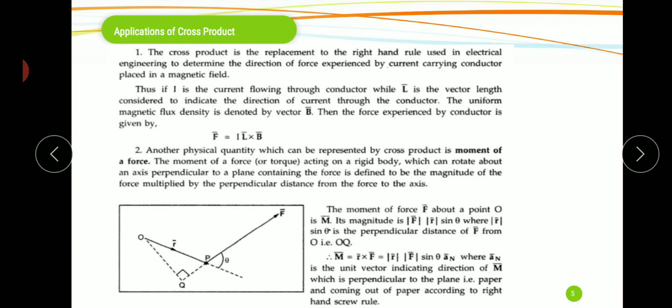So the same formula here we apply that. In place of A there is R bar, in place of B there is F bar. So R bar cross F bar is equal to mod of R bar mod of F bar sin theta A bar n. Here A bar n is the unit vector which indicates the direction of the moment. That means it is the direction into the paper, perpendicular to the plane of the paper, and coming out from the paper according to the right hand screw rule. So these are the applications of cross product.